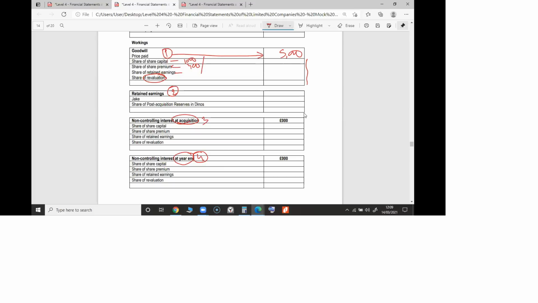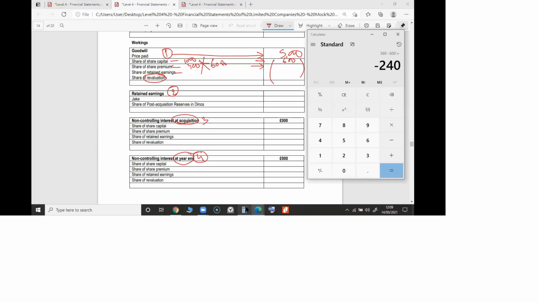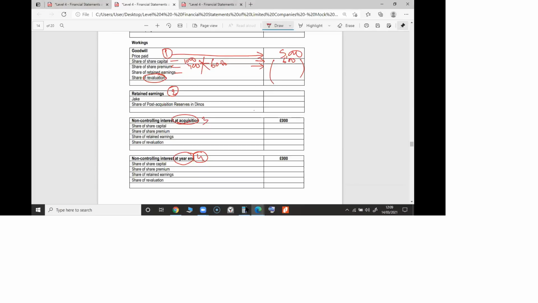Of this, what percentage did we acquire? We have acquired 60%, haven't we? So we take 60% of these things. 1,000, 60% gives you 600. Agree with me? Yes, 600. These figures will be minus, comparing to get the end value. Share premium, 60% of 400, on the screen calculator, 400 times 60% is 240. Thank you for the good calculation, Vivian. 240 would be taken away.